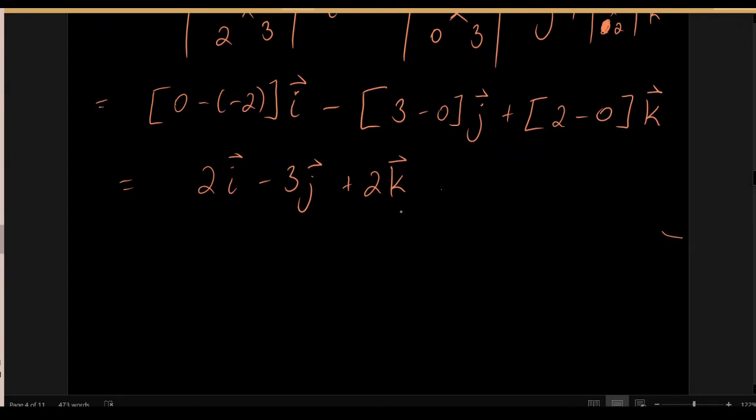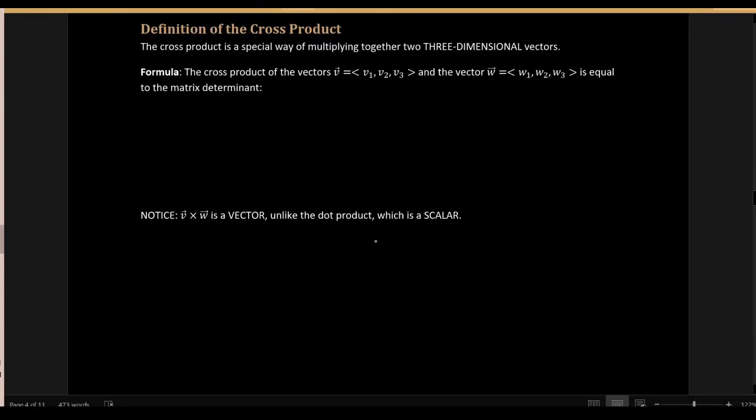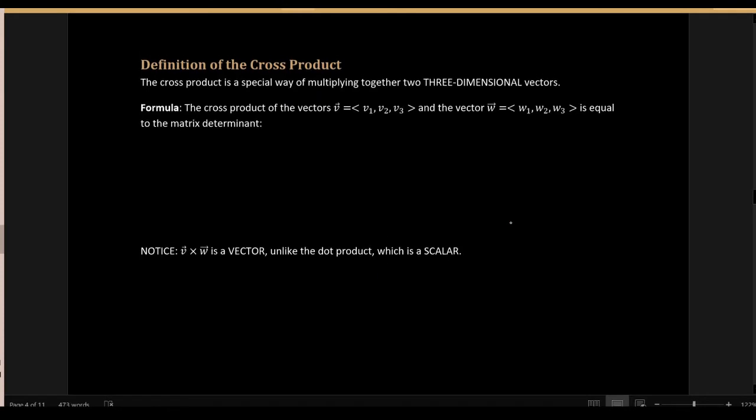If you like, you can convert this to angle bracket notation, and you can finish this problem by saying that in this case, the determinant of this matrix is equal to 2, negative 3, 2 in components. This last example is what we will be doing when we calculate the cross product of two vectors. The cross product is a way of multiplying together 3D vectors.